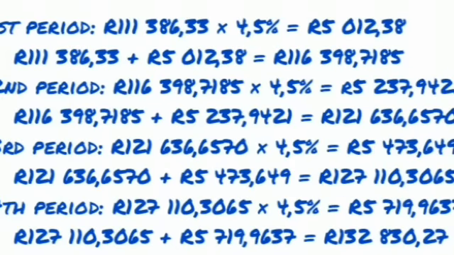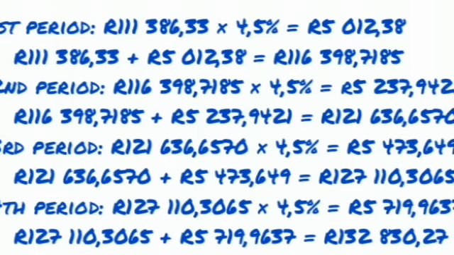The first period starts with that amount of 111,000. We are going to multiply it with 4.5%, and it's going to give us an interest of 5,012 rands and 38 cents. And then we are going to take the interest, add it back to the principal of 111,386, and it's going to give us a total of 116,398.7185. We're not rounding off yet because it's going to mess us up. We're going to round off only at the very end.